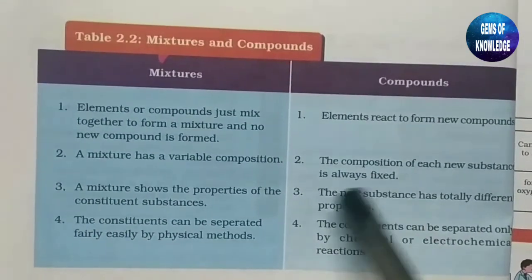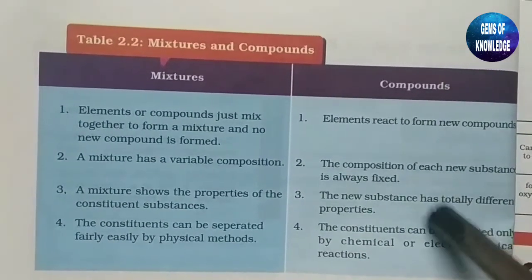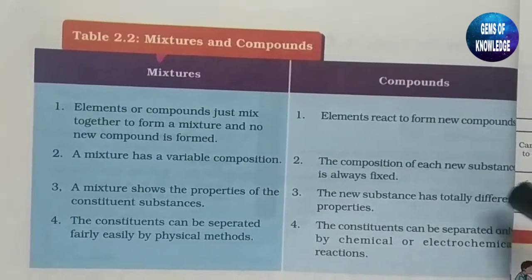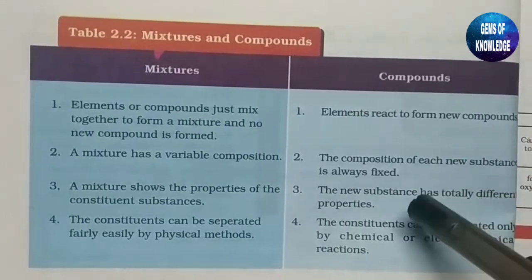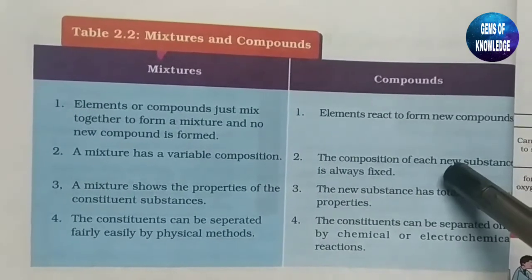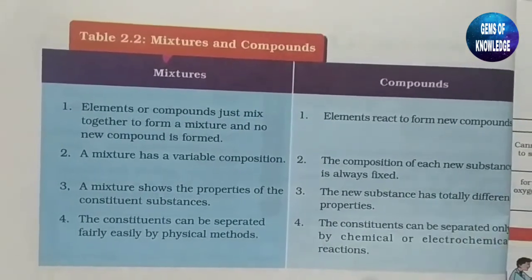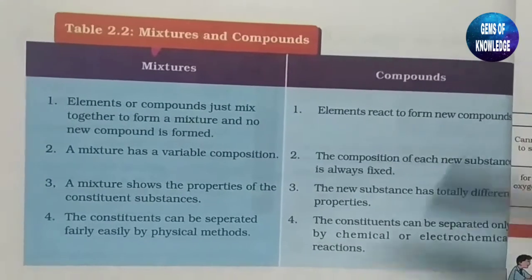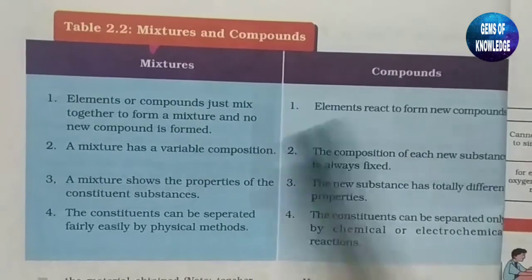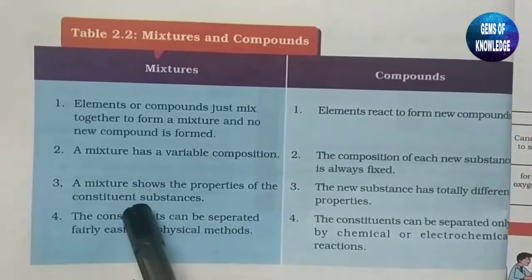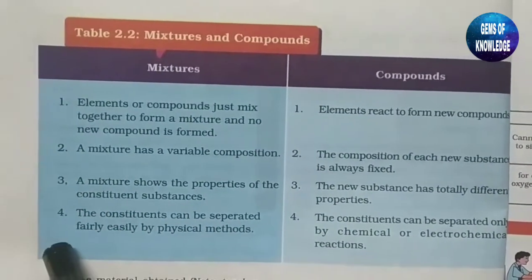But here what happens? A new substance has totally different properties. When the two elements are combined here, what happens is we get a totally new substance, and that new substance will have some new properties. Whereas here, it shows the properties of the old compounds.